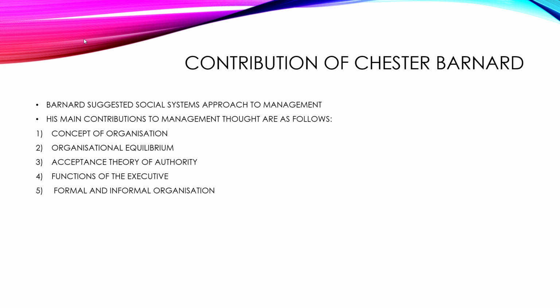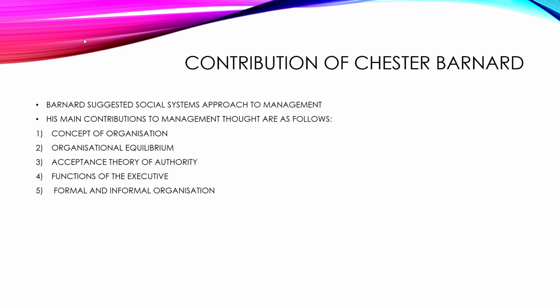Next is functions of the executive. Barnard has identified three types of functions which an executive can perform, namely, first one, maintenance of organizational communication, securing essential services from individuals in the organization, and formulating and defining organizational purpose.